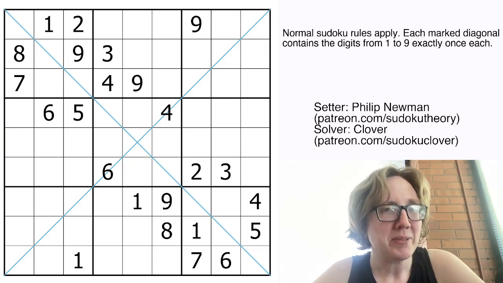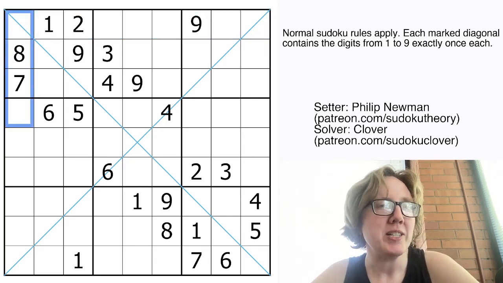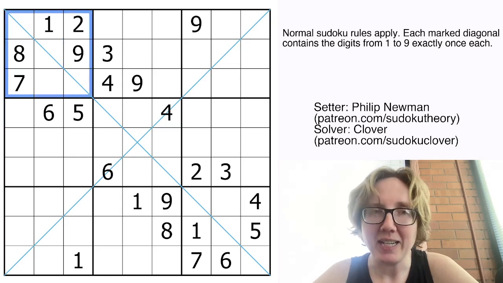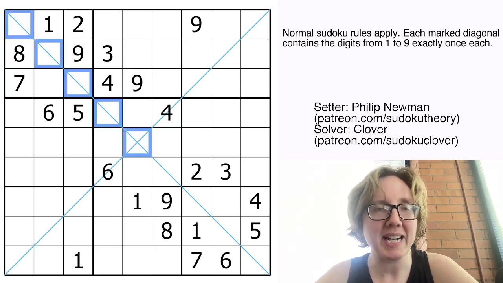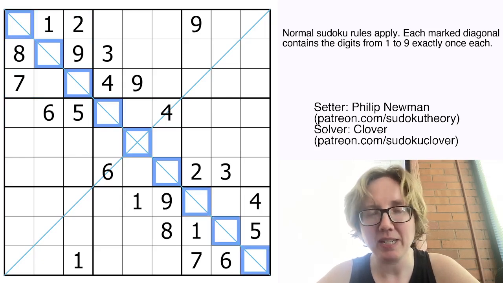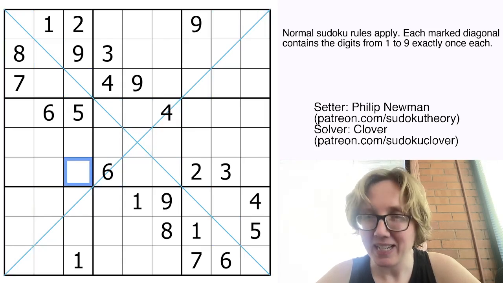So diagonal Sudoku, we have normal Sudoku rules. We're placing the digits 1 through 9, once each in each row, each column, and each outlined 3x3 region. And then also we have these blue marked diagonals. They're the two main diagonals of the grid. And the rule for those is that they each contain the digits 1 through 9 exactly once each. So no repeats along these main diagonals.